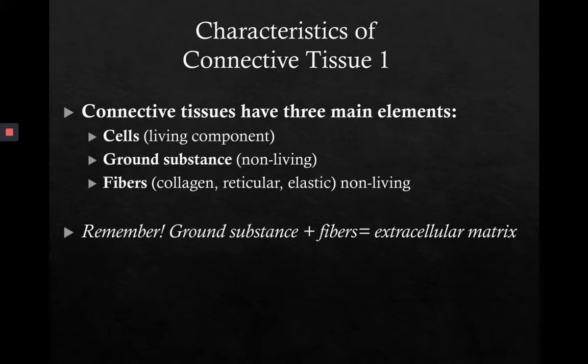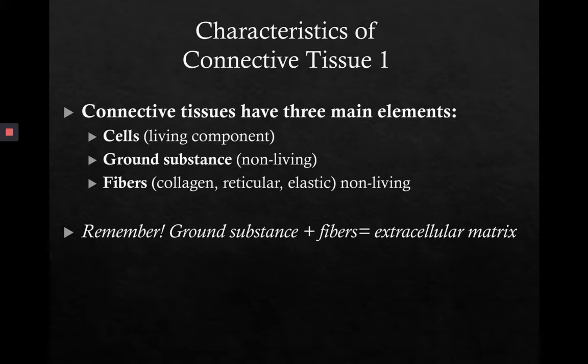It would be cells, which are the living component, a ground substance, which is kind of like a gel-like cytoplasm that's outside of cells, and then fibers. And you have 3 types of protein fibers: collagen, reticular, and elastic. And both the ground substance and the protein fibers are the non-living components of connective tissue.